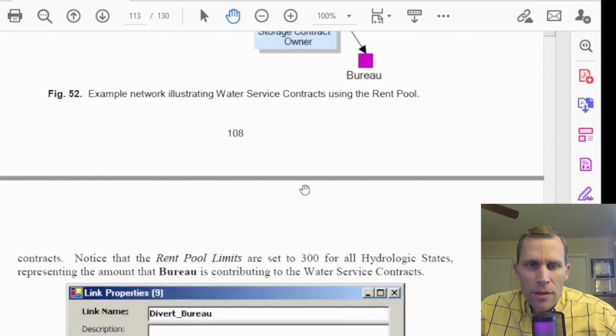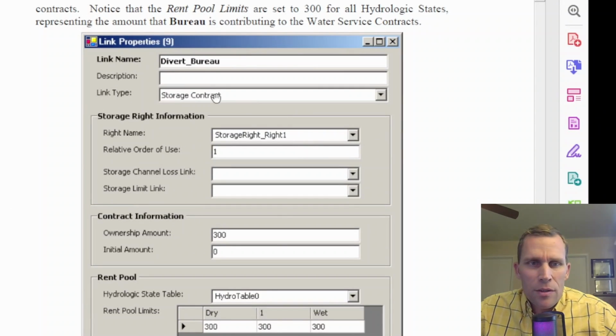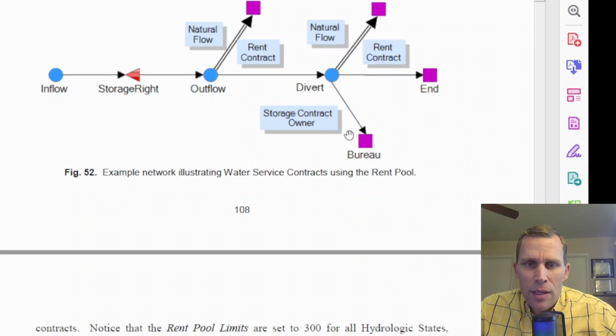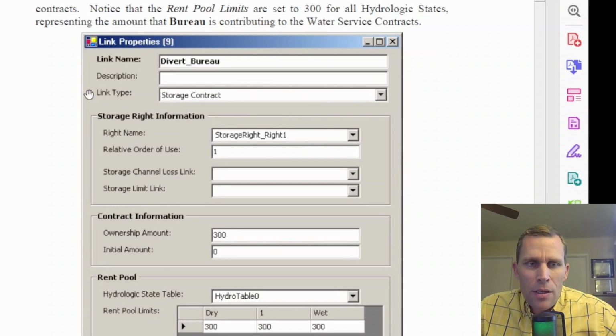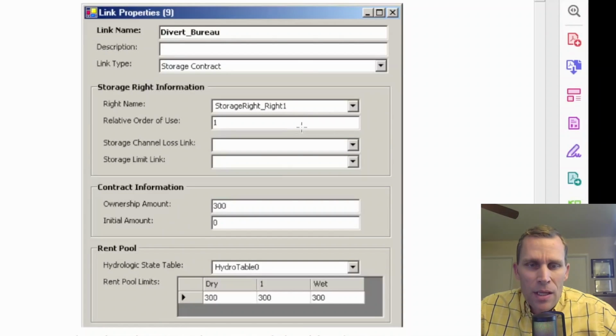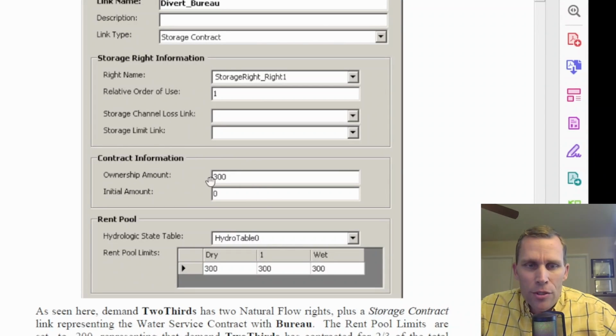All right, I'm going to scroll down here and show some of the screenshots to explain it. What we have here, this link between the diversion node and the bureau is shown here. The link type will be storage contract, and then you'll select the contract. This contract will represent 100% of the storage in that reservoir. And then down below here, we have the ownership link and then the rent pool volumes that are available for sale. Now, I'm not sure what the units they're using are here, but the total volume is 300 units. So I'll just say units.